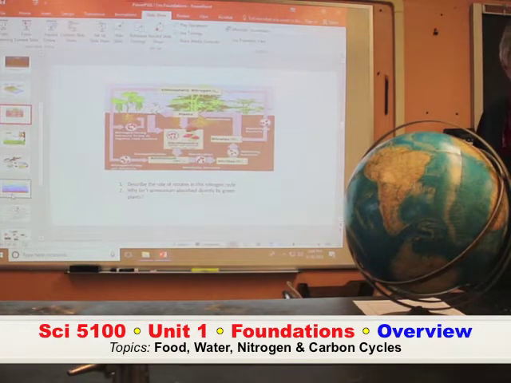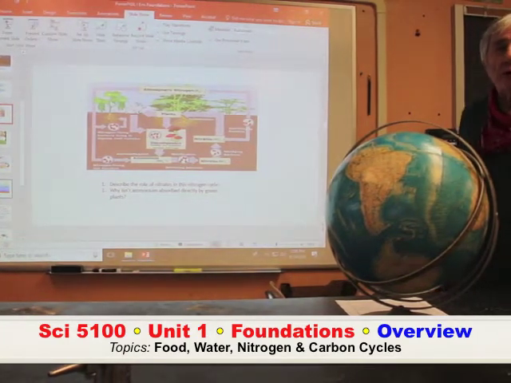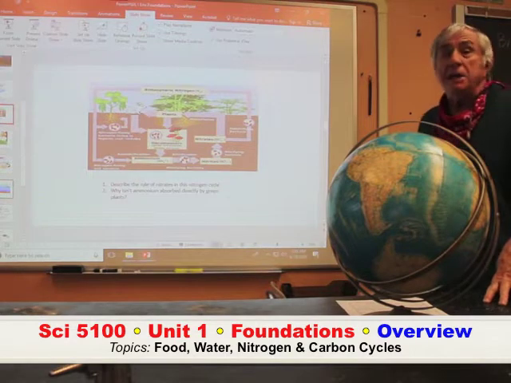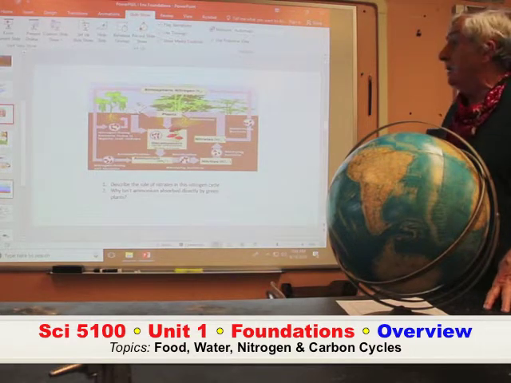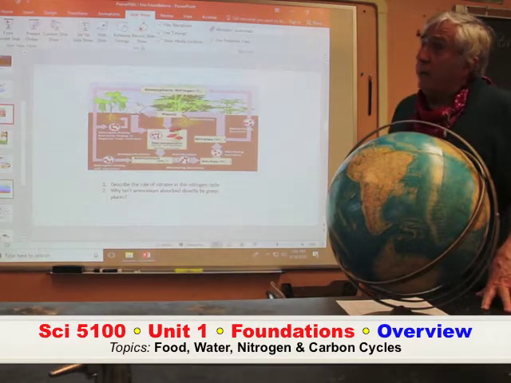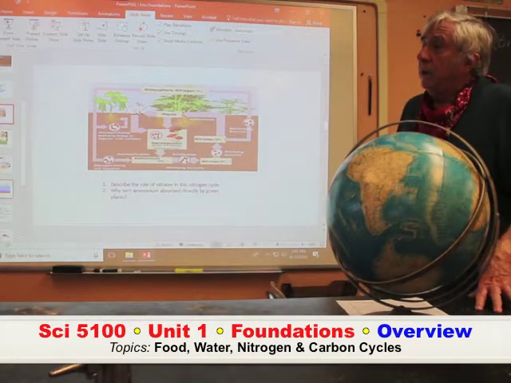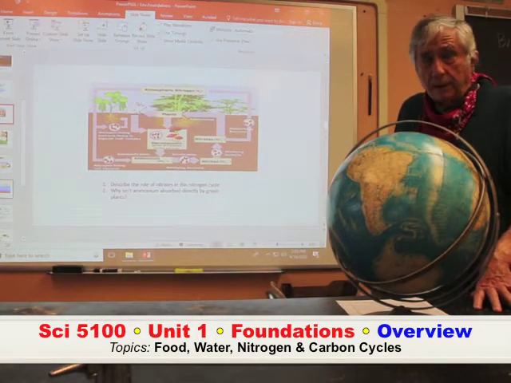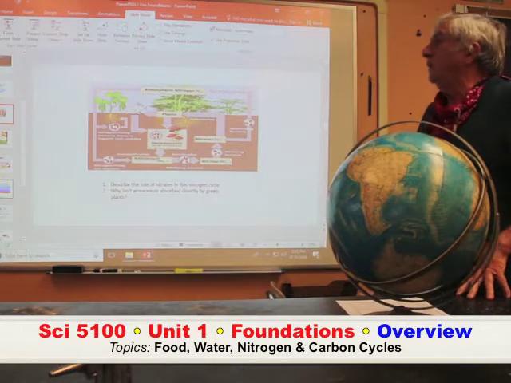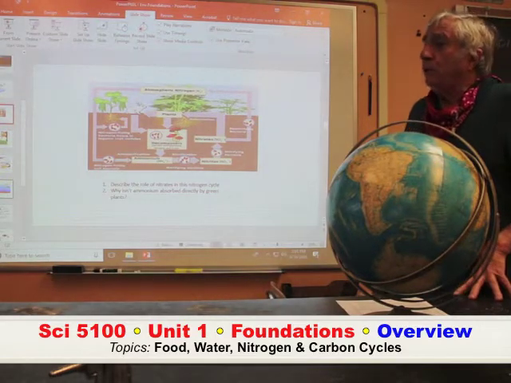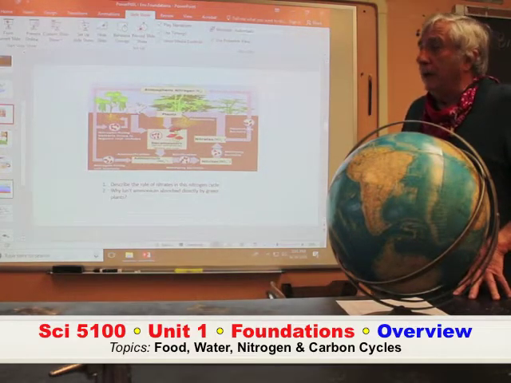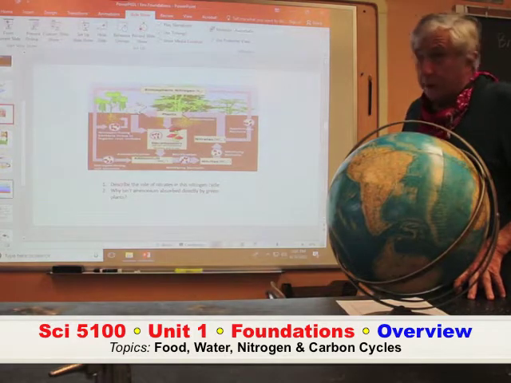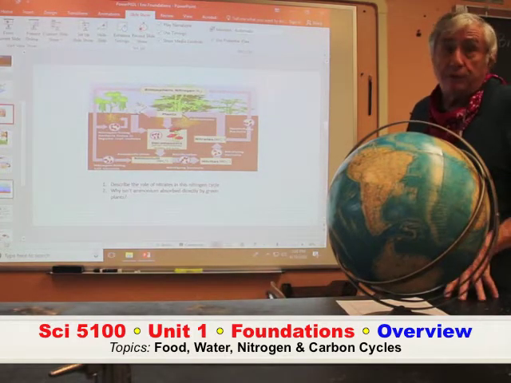Not in the same numbers, different amounts. But one of the most important elements in the body is the element nitrogen. And you may recall from some early science, perhaps, that nitrogen is found in proteins. It's a very important element in the protein molecule. Proteins are nutrients. The protein is a nutrient found in food.